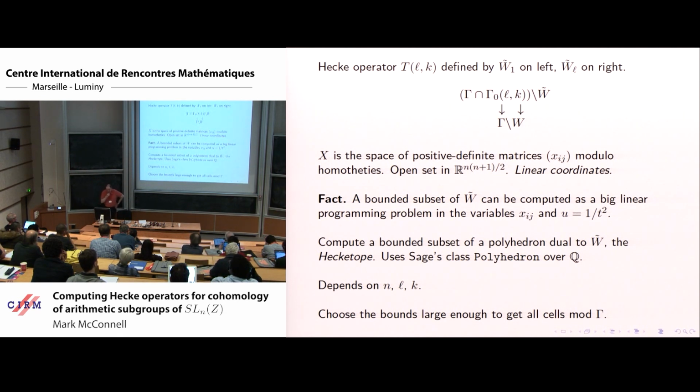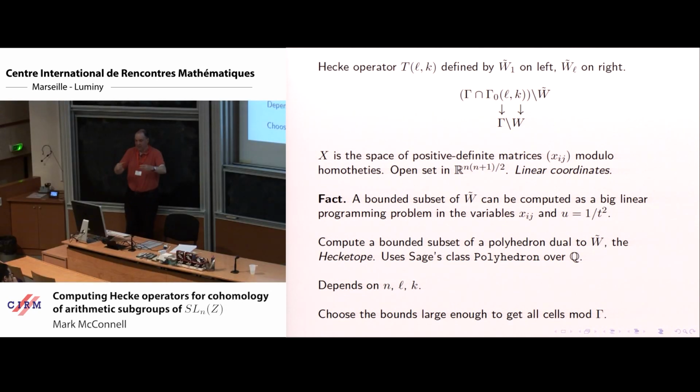I don't propose this as the world's fastest algorithm. For each n, l, and k, you've got to solve a different linear programming problem. If I want to do SL3 and T21, I've got to solve a linear programming problem in dimension 7, because it's 6 plus 1. Then if I want to do SL3 T51, I've got to solve another linear programming problem in dimension 7. So it is what it is. And it's still work in progress to choose the bounds large enough to get all the cells mod gamma.